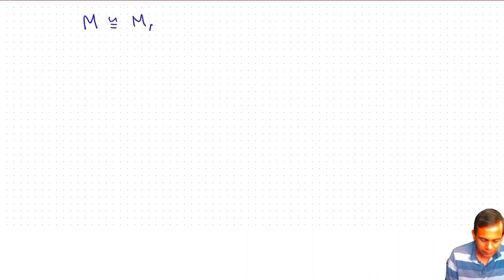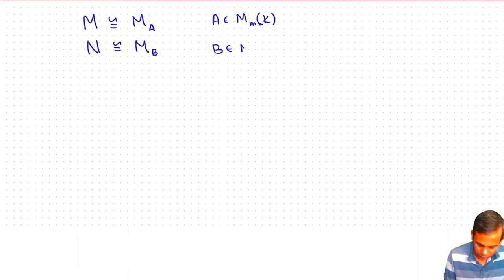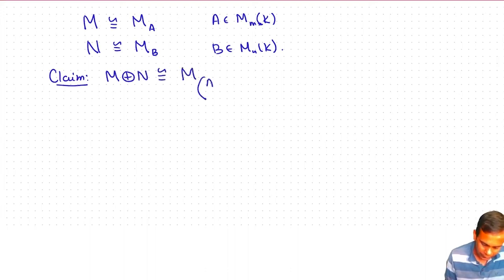Now, suppose we have two modules. We have a module M, which comes from a matrix A, and we have a module N, which comes from matrix B, where A is an m by m matrix and B is an n by n matrix, with A and B in the matrix spaces over K. Then I claim that M direct sum N comes from the block diagonal matrix with block diagonal entries A and B.